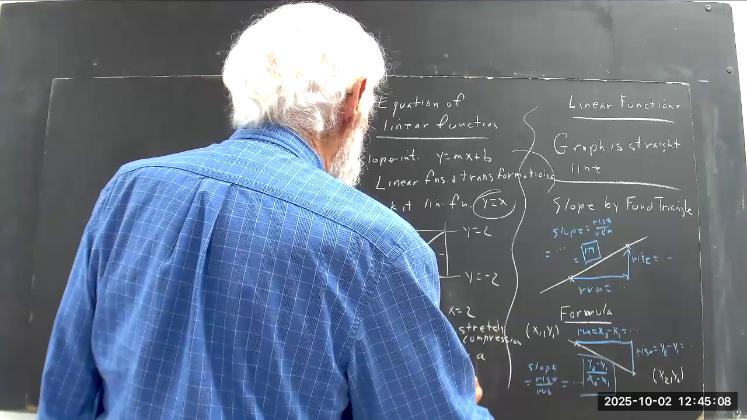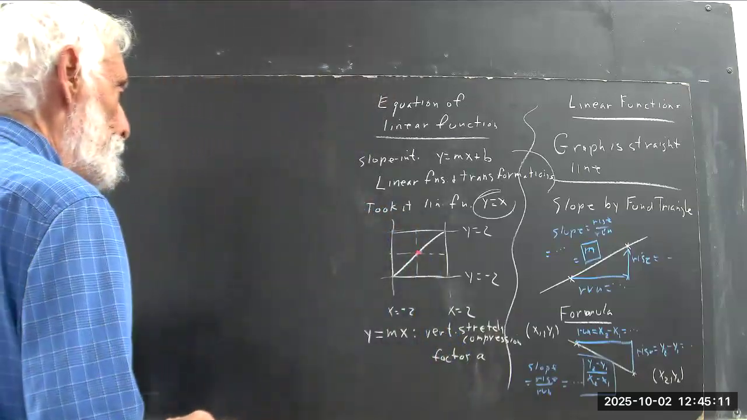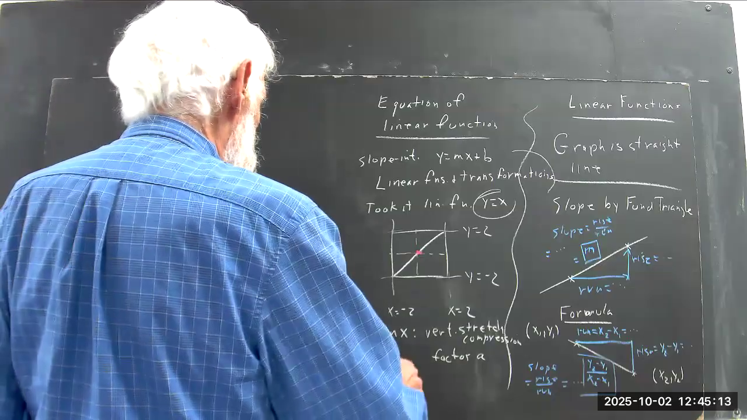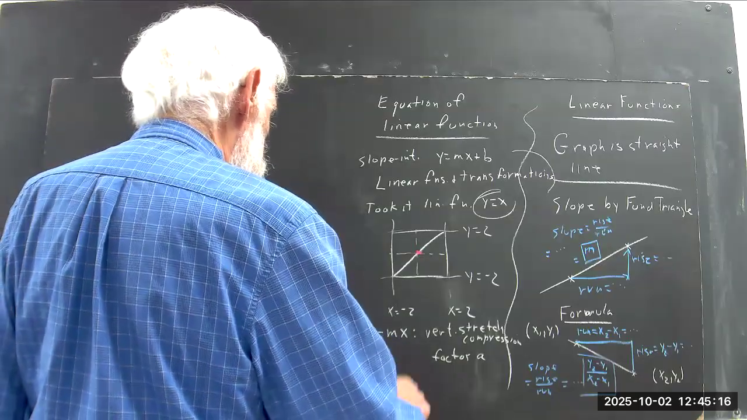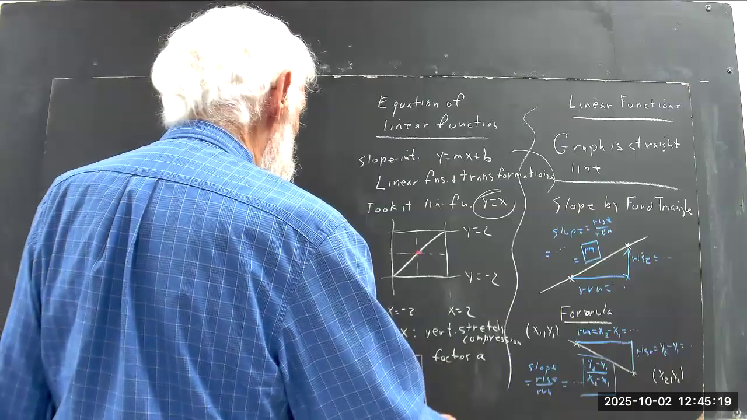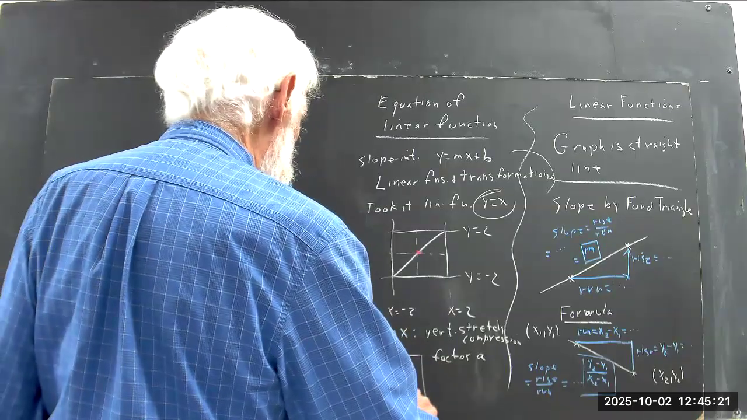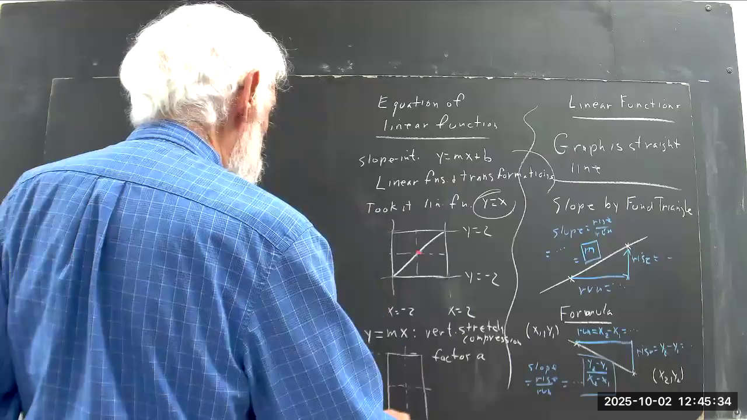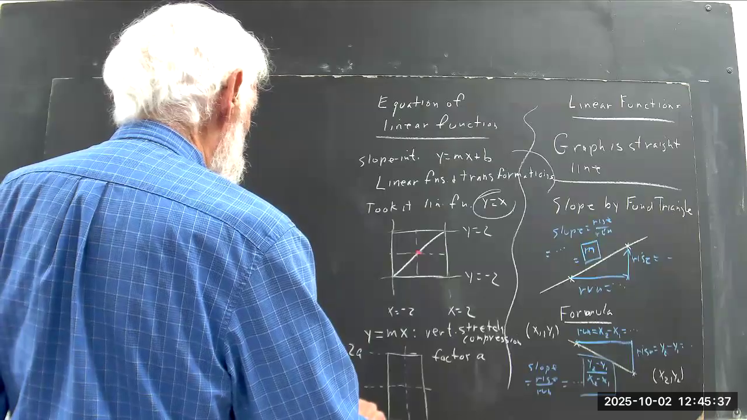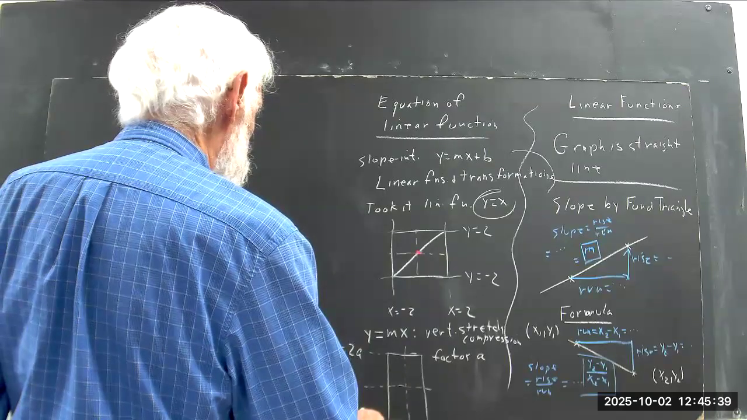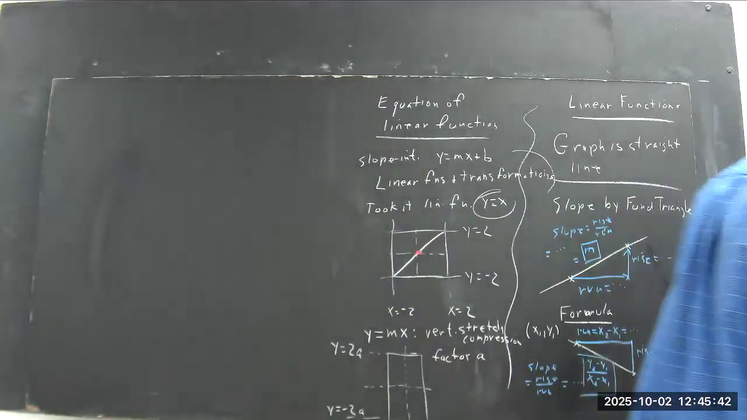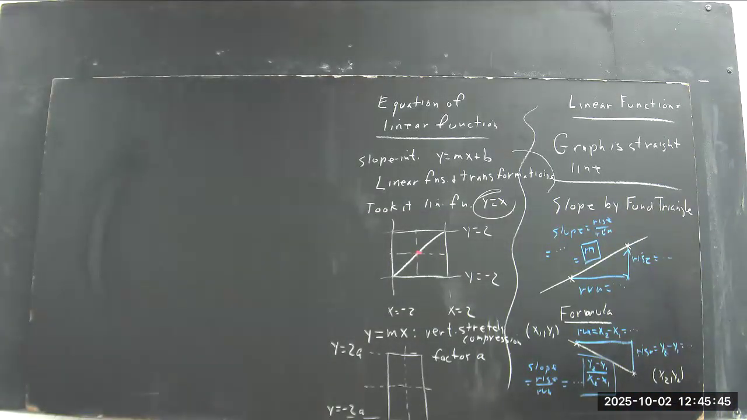I call it the vertical stretch compression factor. It's A. So, well, you do that. Y equals 2A up here. Y equals negative.